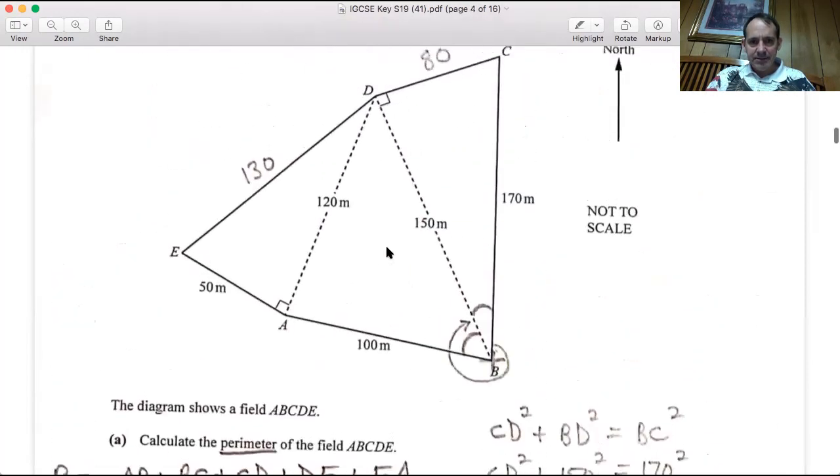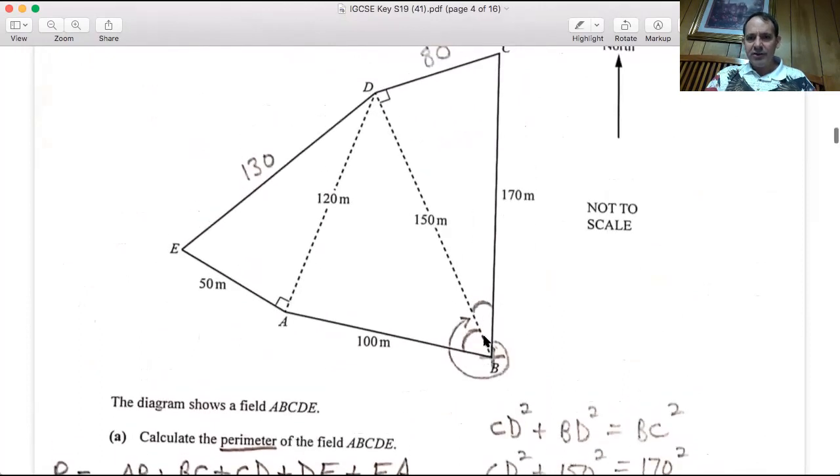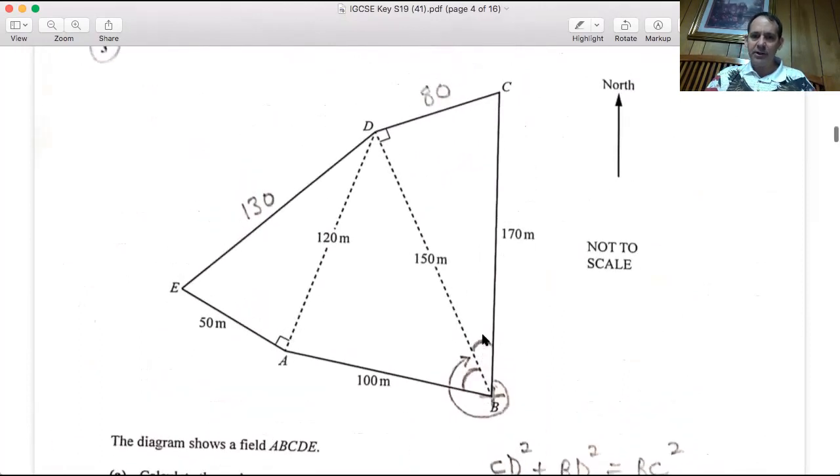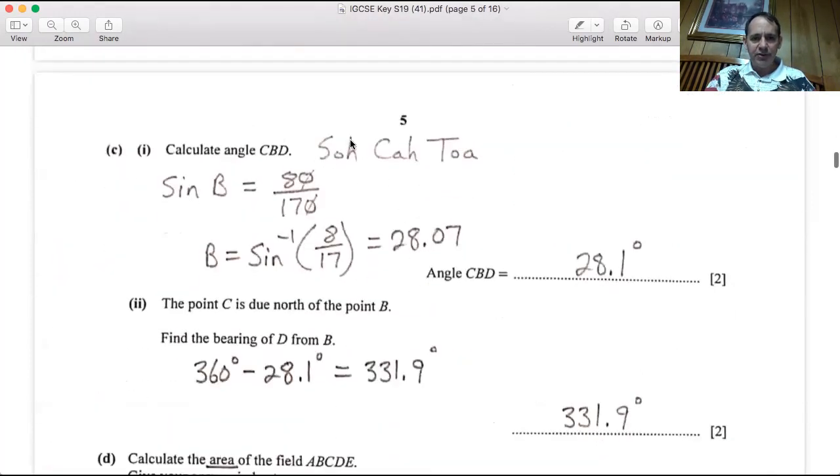Now calculate the angle CBD. CBD is this angle right here, and it's a 90-degree triangle. So that means we can use SOHCAHTOA. Using SOHCAHTOA, what we have from this angle that we're looking for is opposite and hypotenuse. So opposite and hypotenuse, that's our SO. So sine of the angle equals 80 over 170. So the angle is the inverse sine of 80 over 170, which is 28.07 or 28.1 degrees.